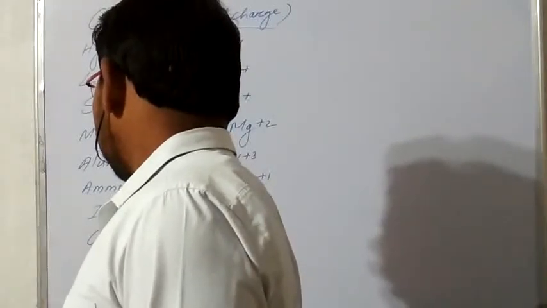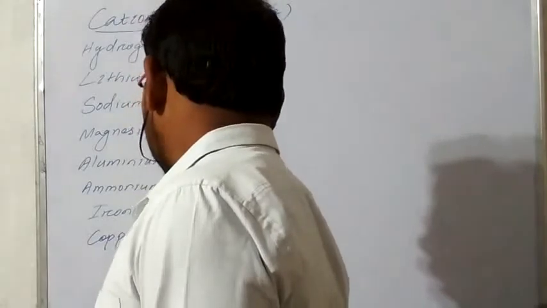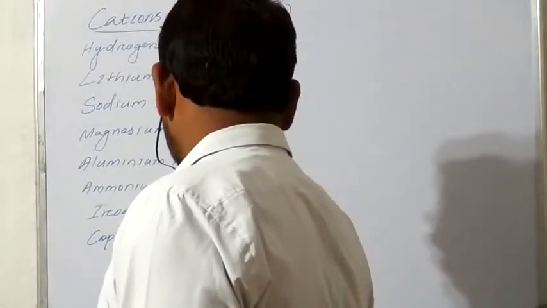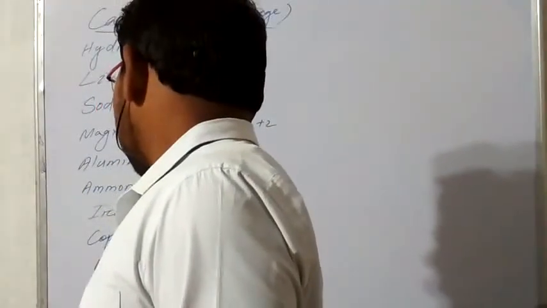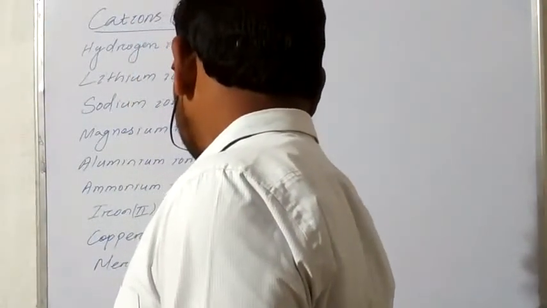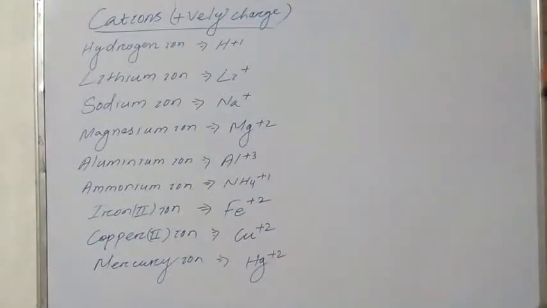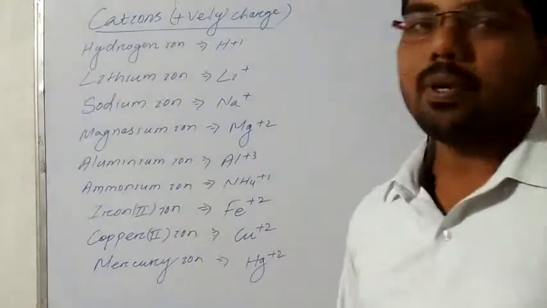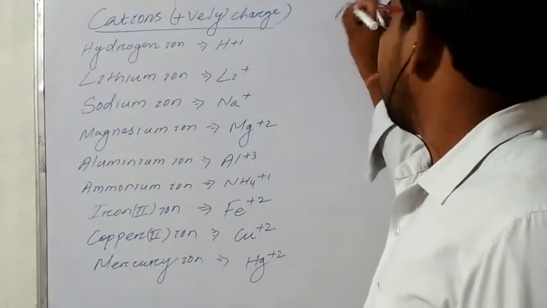Copper 2 ion, that is the Cu plus 2. Okay. Mercury ion, that is Hg plus 2. Okay. And many of the positive ions are present. So now we discuss some negatively charged ions, that is anions.